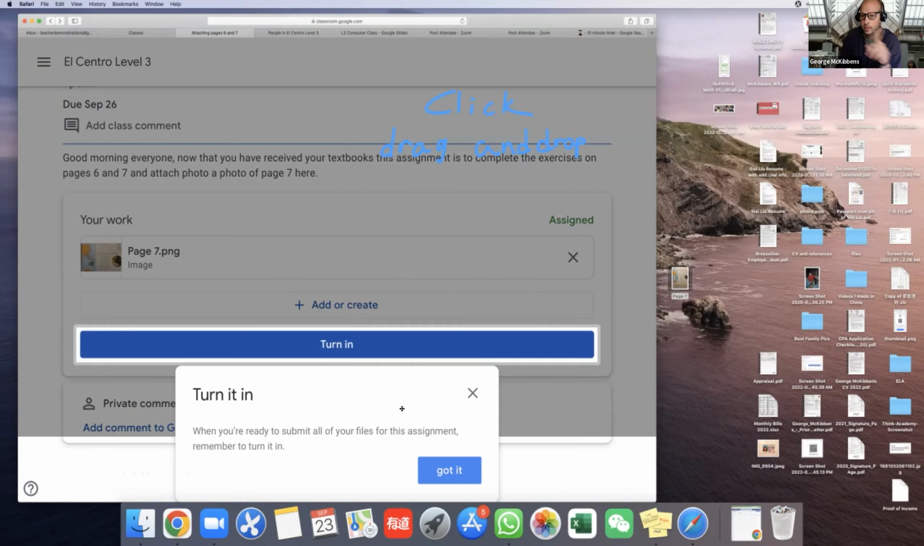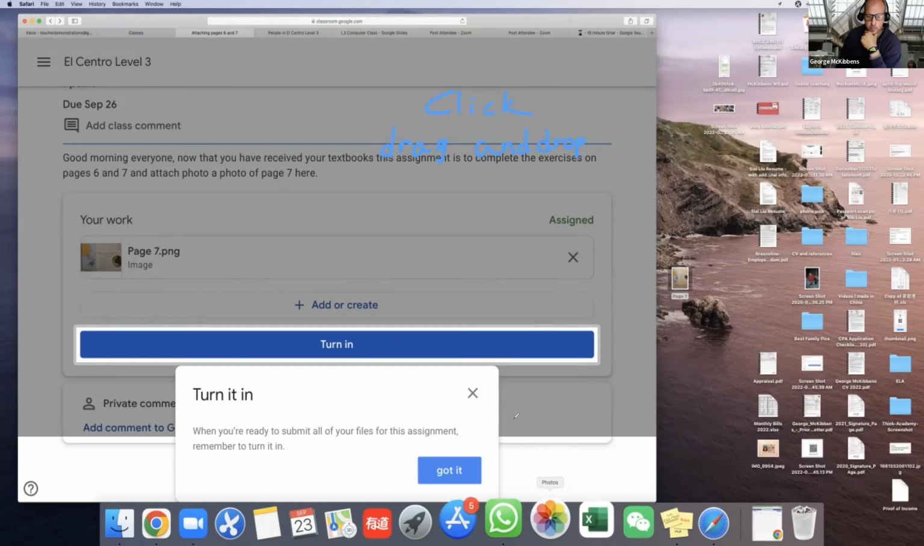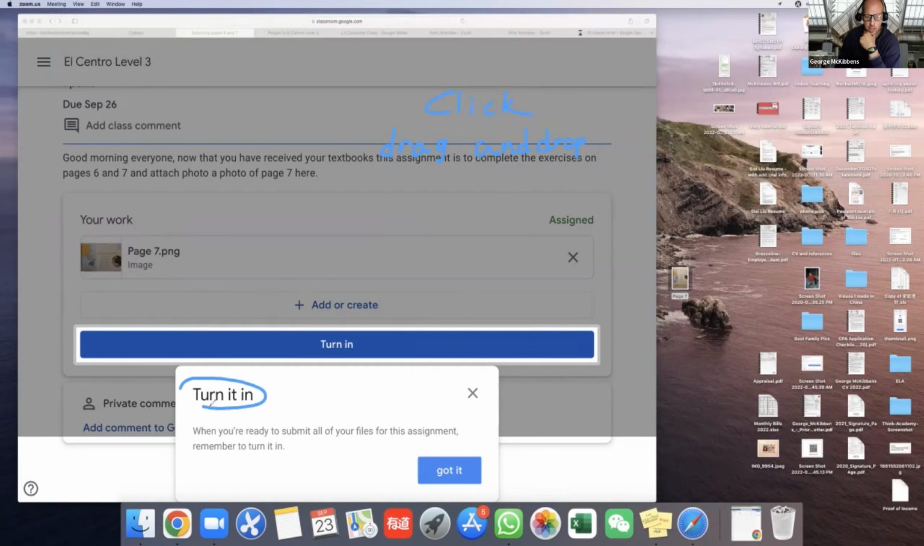That's not enough. You're not finished. Look, it gives you a reminder. You say, turn it in. Many students, if you don't turn it in, the professor doesn't see it. I look and I see nothing. I look and I say, it's unfinished. And the student will say, but teacher, it's there. And I will see nothing because you have to click what?